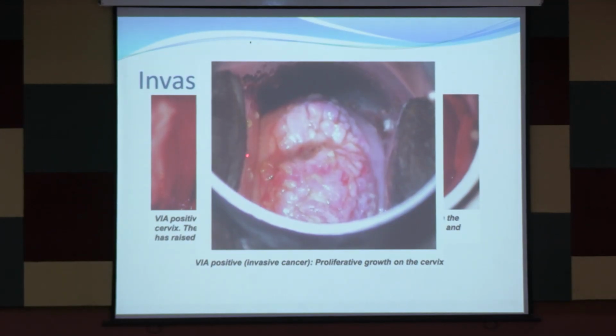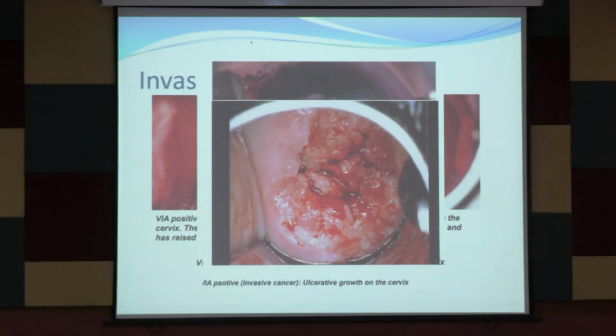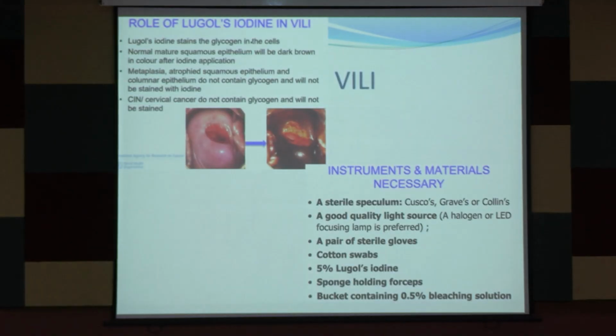Okay, it's almost like an ulceroproliferative lesion, like a cauliflower. This is what a cancer looks like. It's even more florid looking as compared to CIN3, an ulcerative growth.